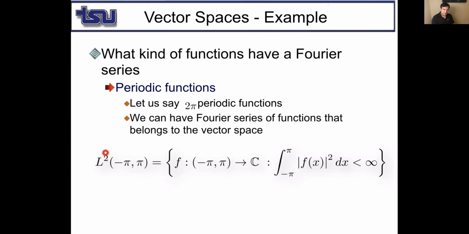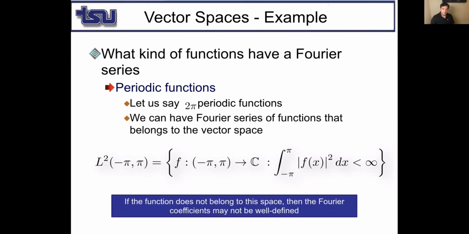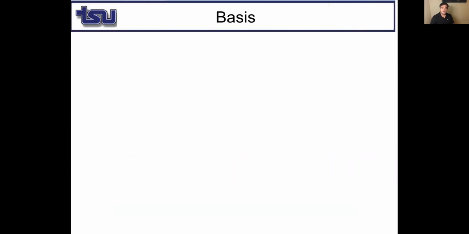Okay, and L2 is again a vector space whose elements are functions such that their energy in one period is finite. Well, if the function does not belong to L2 space, then the Fourier coefficients may not be well defined. So what did we see so far? For Fourier transform, the function must be in L1 vector space. And for Fourier series, in order to have the Fourier coefficients to be well defined, the functions must belong to what? L2 vector space. I hope it is clear so far.